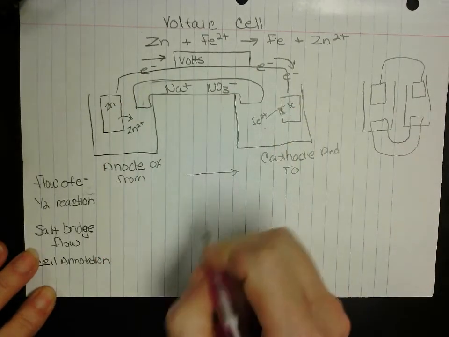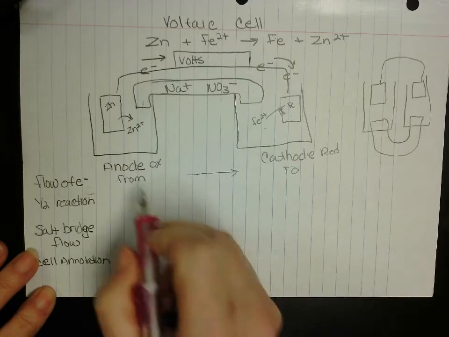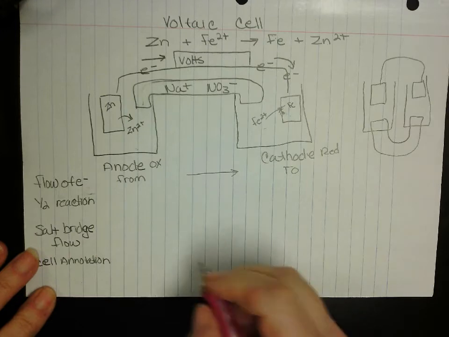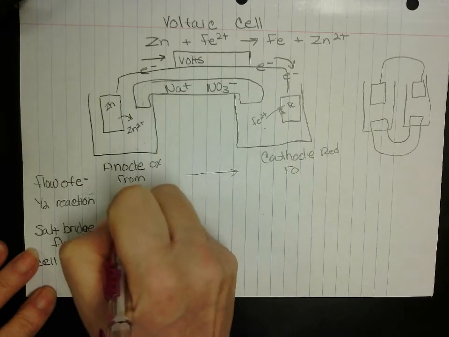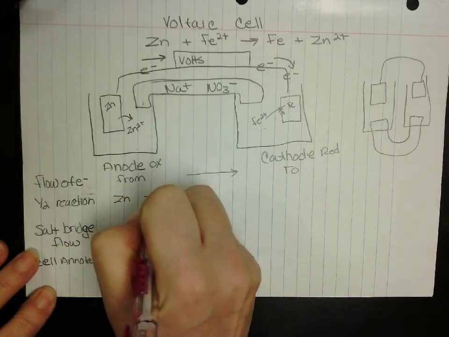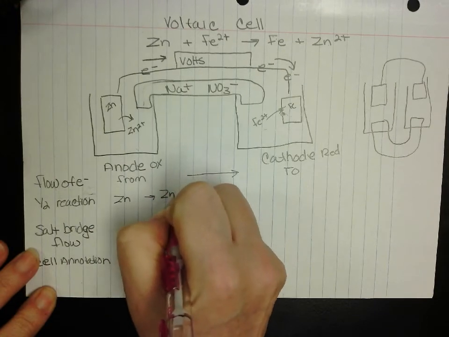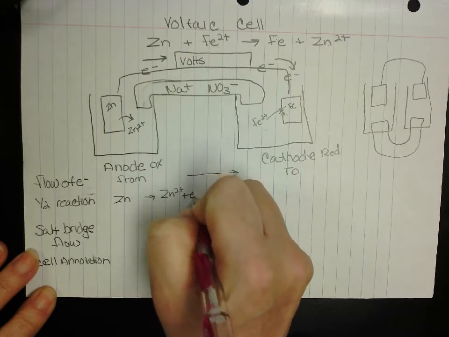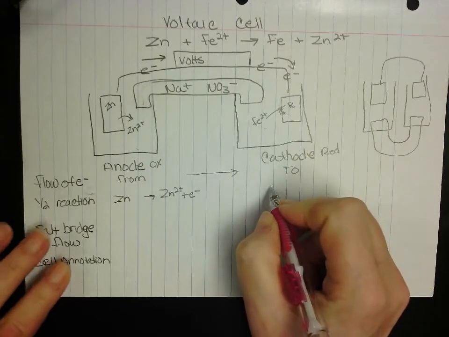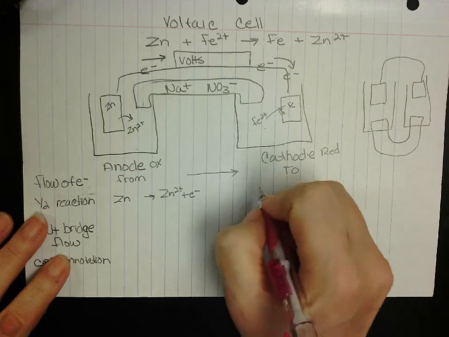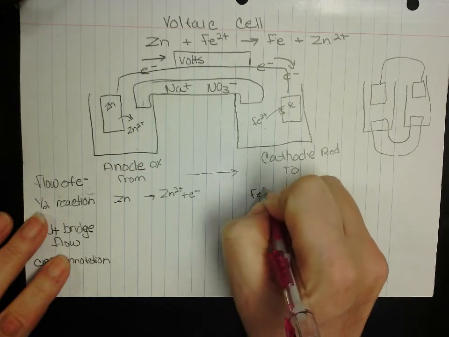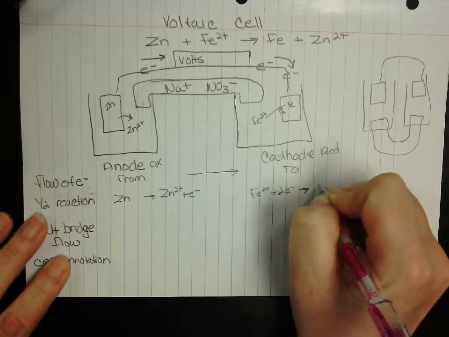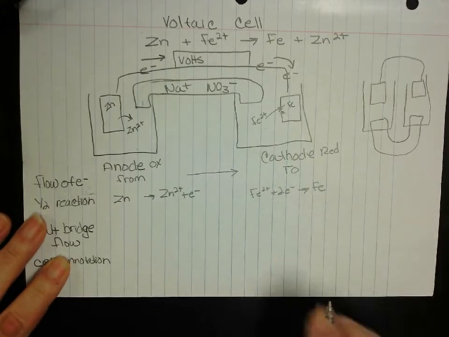And then I have these half reactions. What is happening just on this side? This is where those half reactions come in that we looked for. Zinc is going to zinc 2+, and it lost the electrons, so my electrons come off at the end. My half reaction on my cathode side is iron 2+ gaining those 2 electrons to make iron metal.